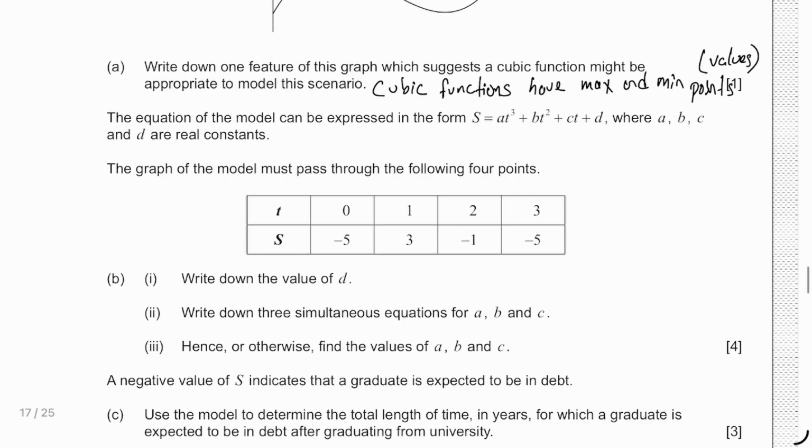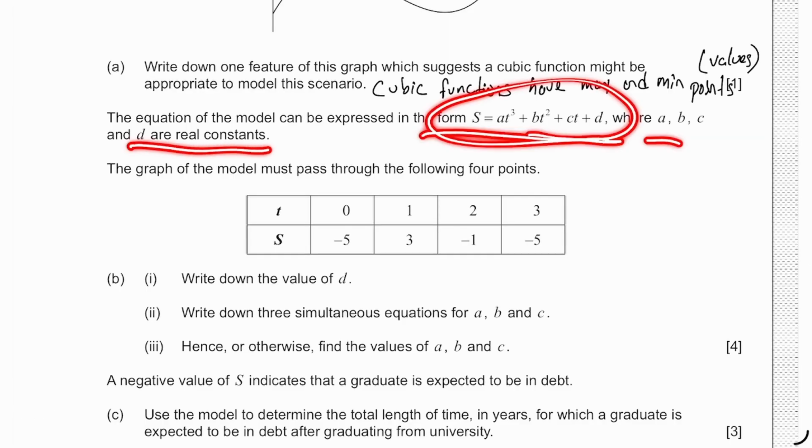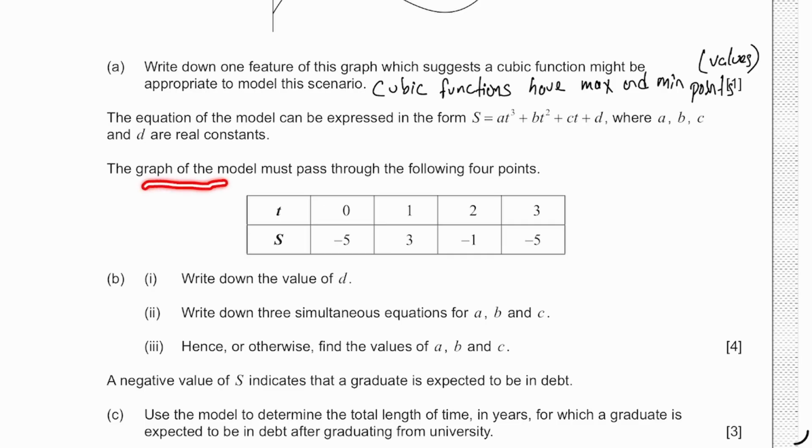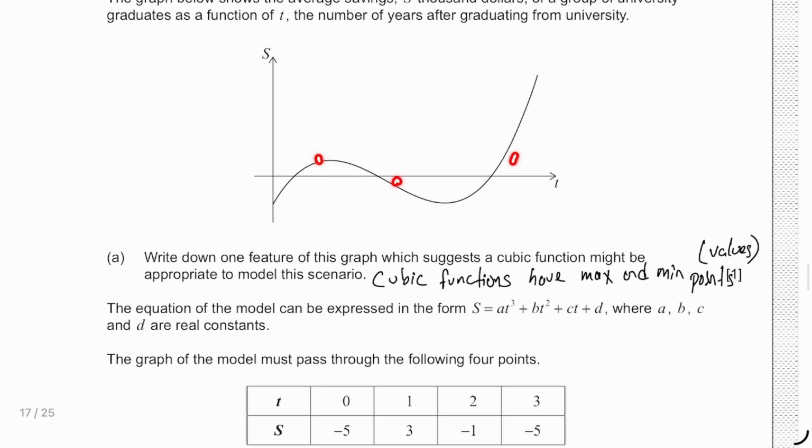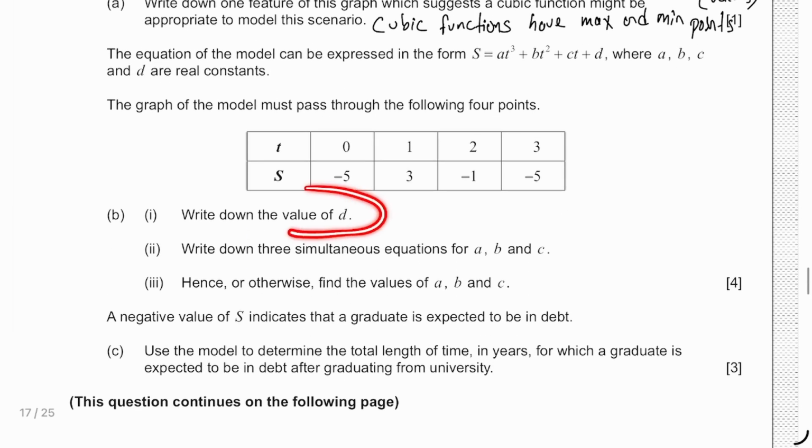The equation of this model can be expressed by this one, which is a cubic model. A, B, C, and D are real constants. Okay, the graph of the model must pass through the following points. So these are the points here, right? Write down the value of d.